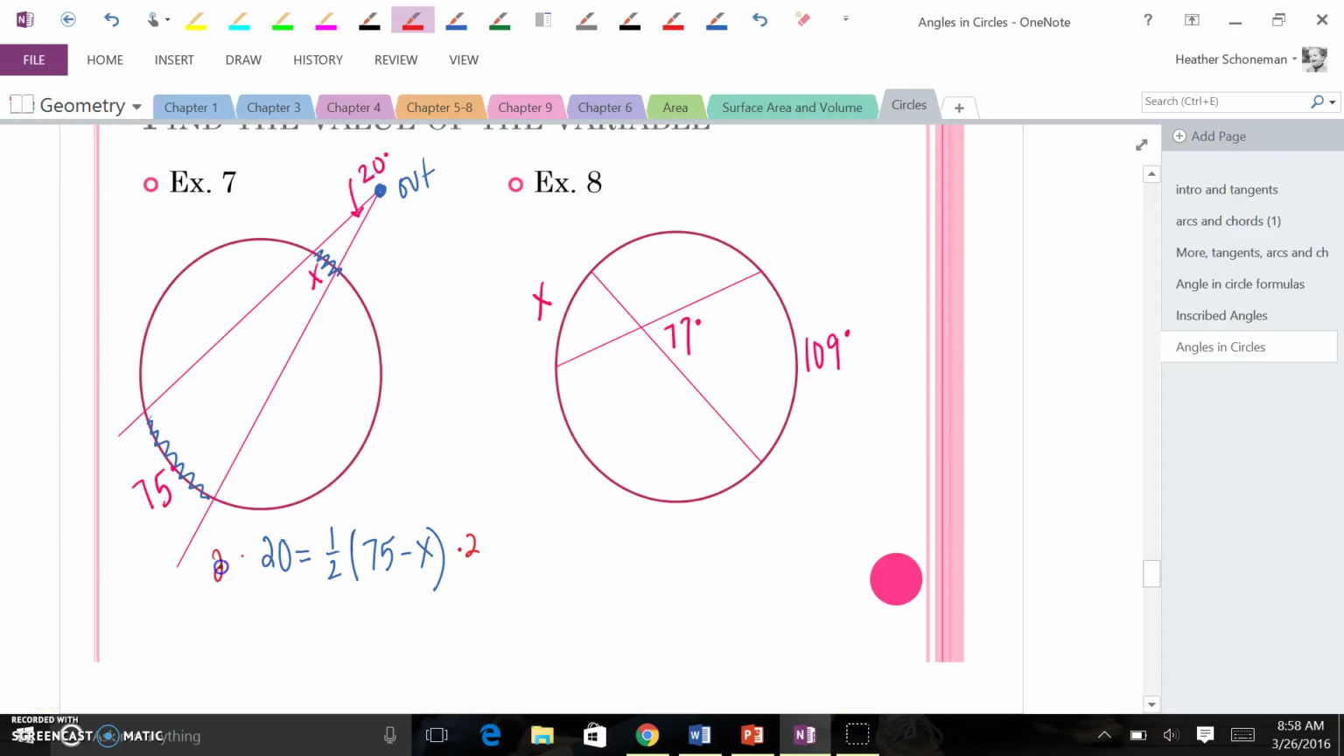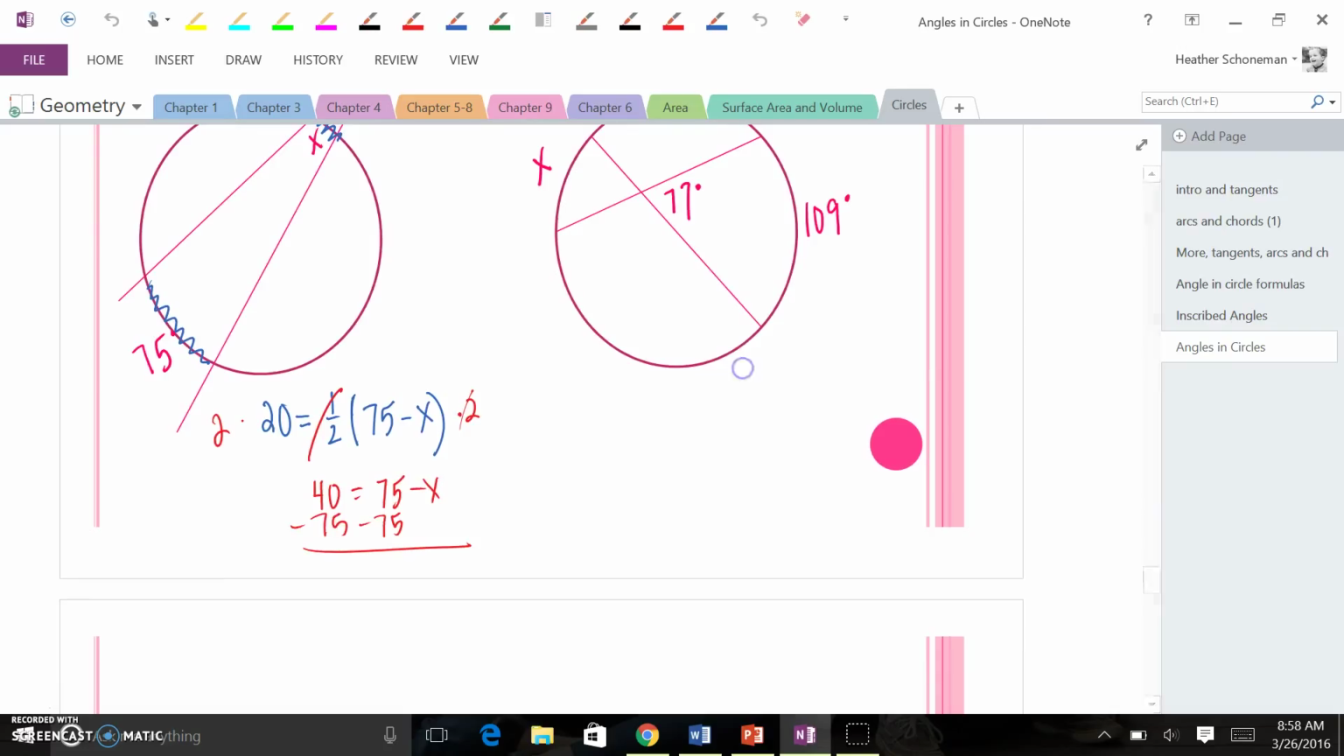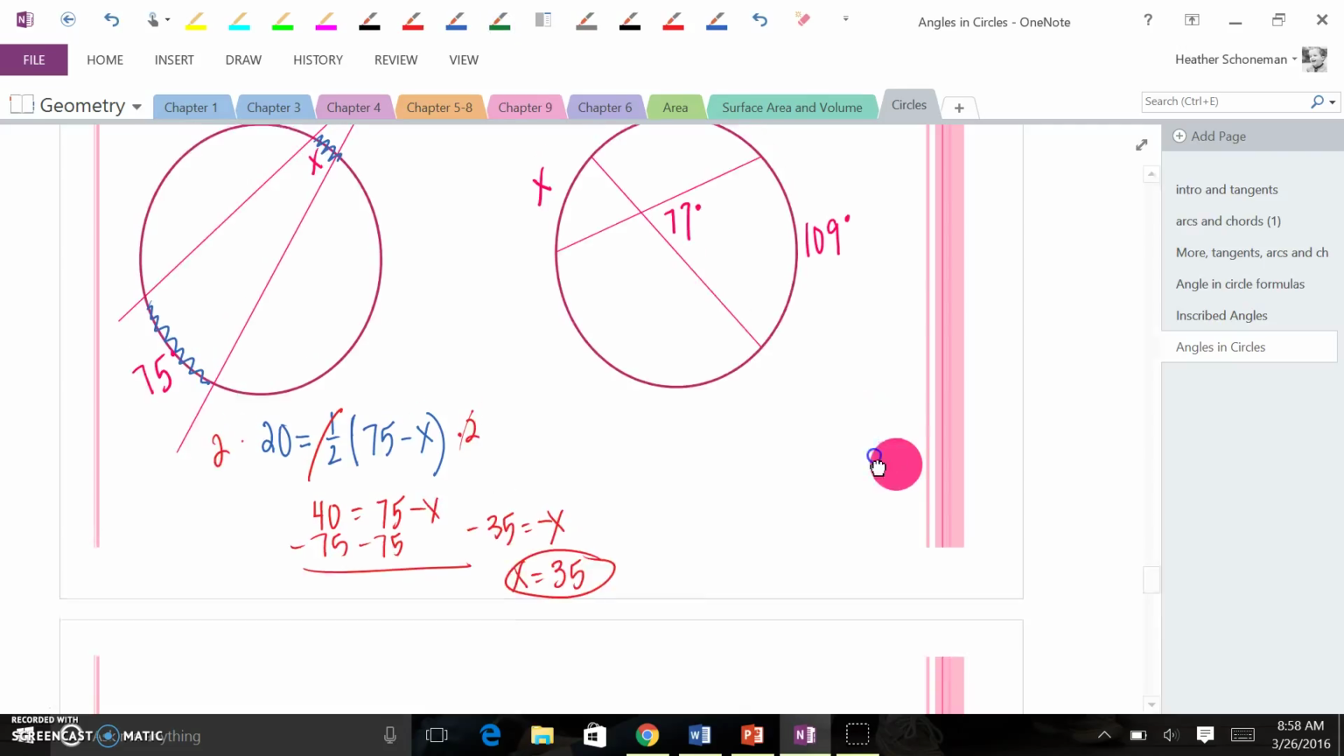Multiply both sides by 2, and on the right, these cancel out, so I'm left with 40 equals 75 minus x. So now I'm going to subtract 75, and that leaves me with negative 35 equals negative x, which is okay because now we know that positive x equals 35.